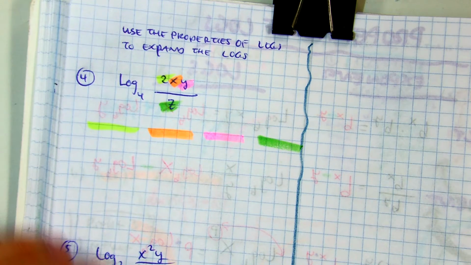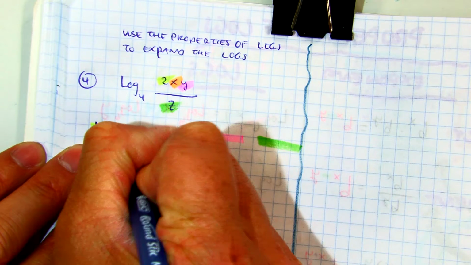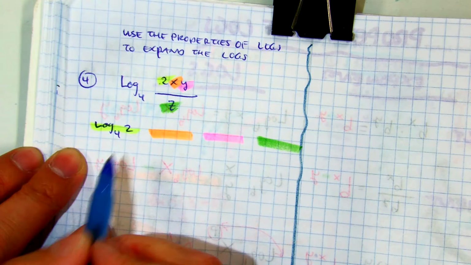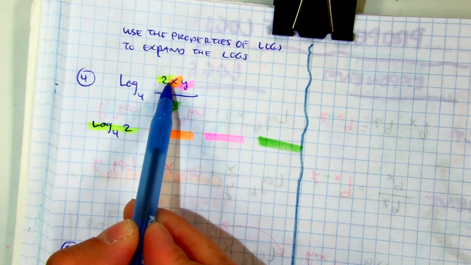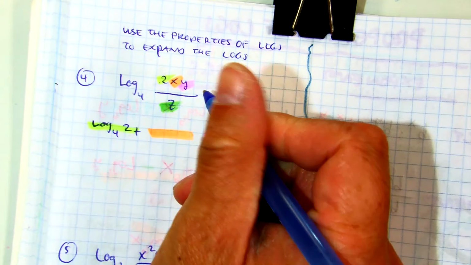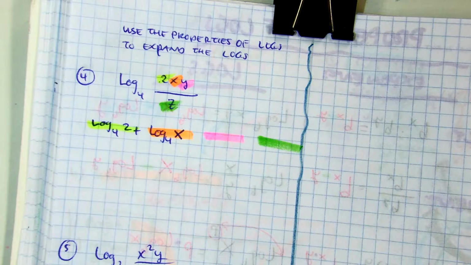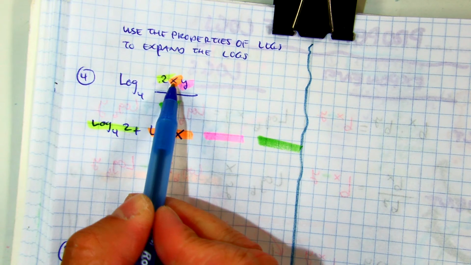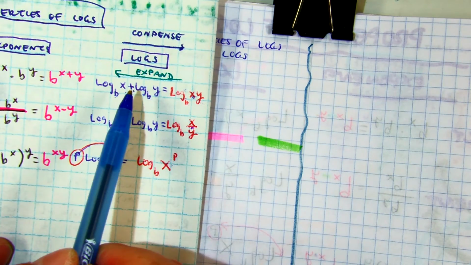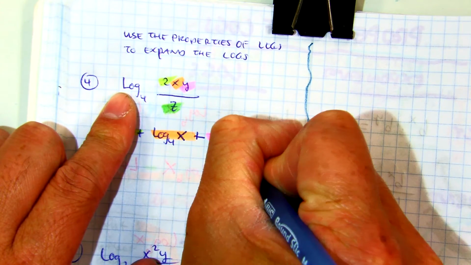Don't worry about the base. So I'm going to have log base 4 of 2. What math operation should I put between the yellow and the orange? Here it's multiplication, so it'll be what? Addition. So plus. And then I'm going to do log base 4 of x. And between the orange and the pink, I see multiplication. So when I expand it, it'll turn into addition. That's why I'm writing a plus here. So let's do log base 4 of y.